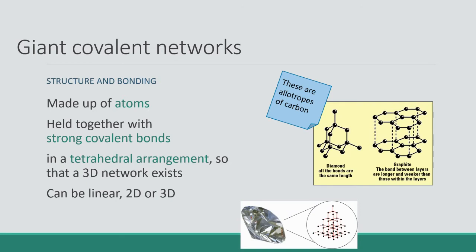Covalent networks, also known as giant covalent networks, are made up of atoms. The particle is atoms, held together with strong covalent bonds, where the electrons are shared in the bond. They form a tetrahedral arrangement, so you can have this 3D network. Just remember that diamond and the others are 3D networks, but graphite is 2D, two-dimensional, as in 2D layers, compared with diamond. So diamond is 3D and graphite is 2D.